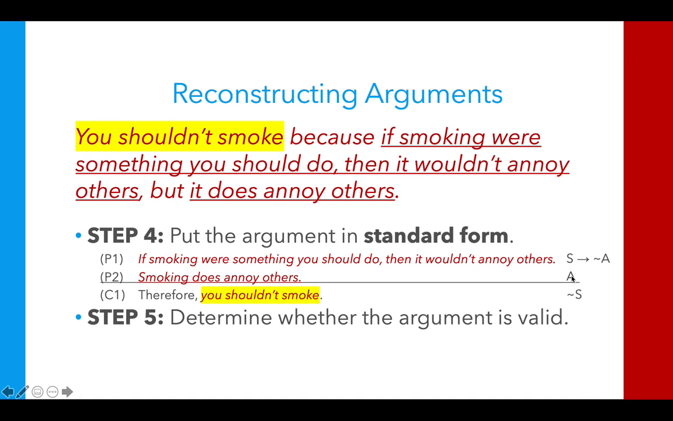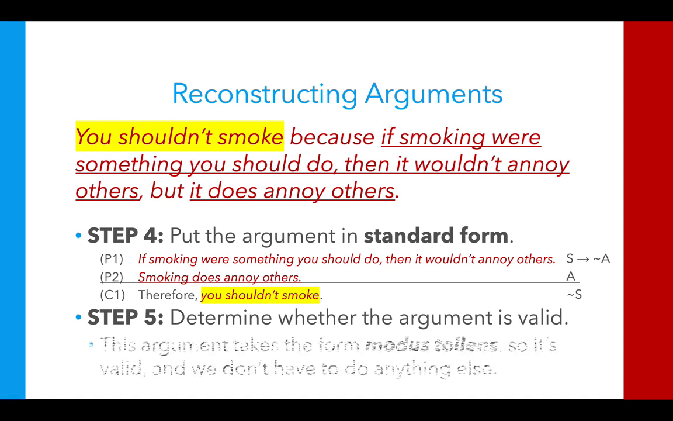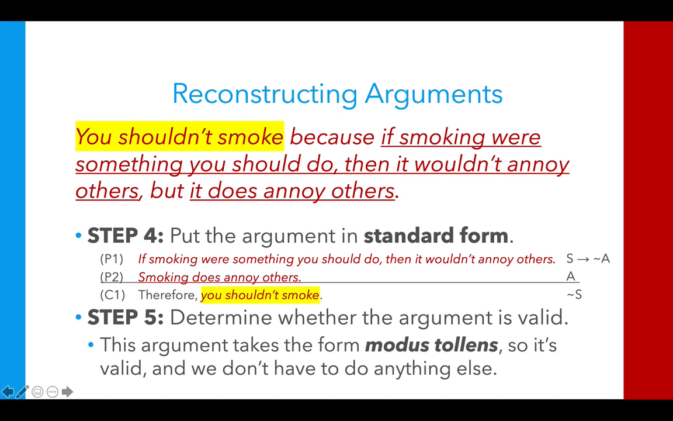We're essentially denying the consequent, which is valid. Not denying the antecedent, that's the invalid one. Denying the consequent is good. So this argument takes the form modus tollens, essentially A, therefore B, but not B, therefore not A. So it's valid, and we're done.